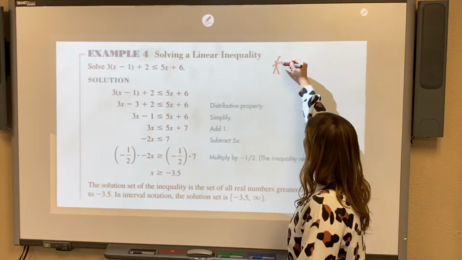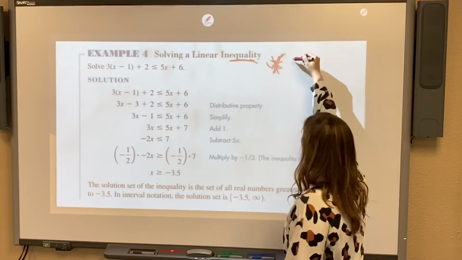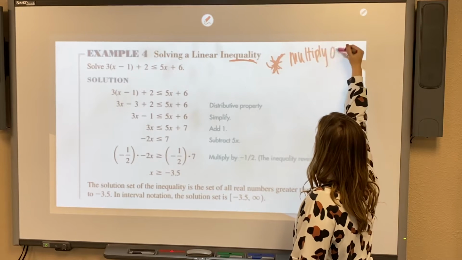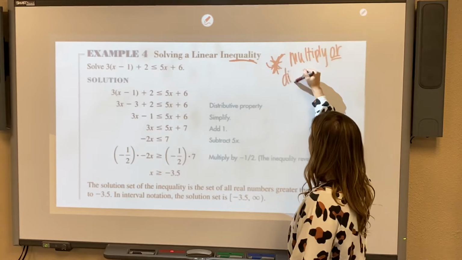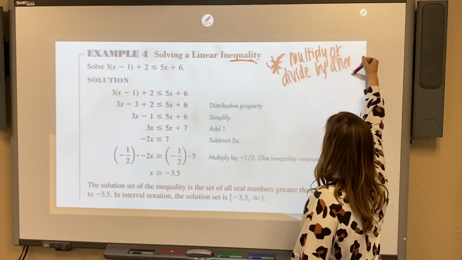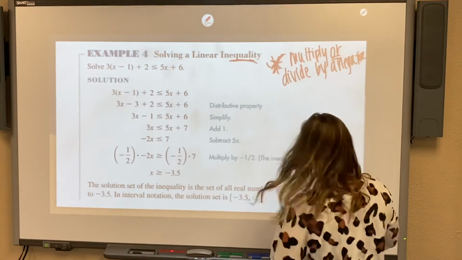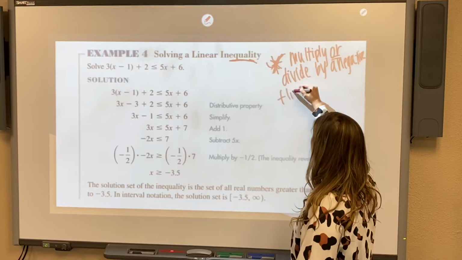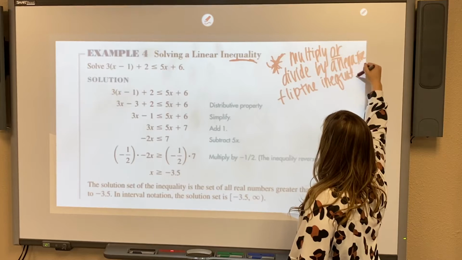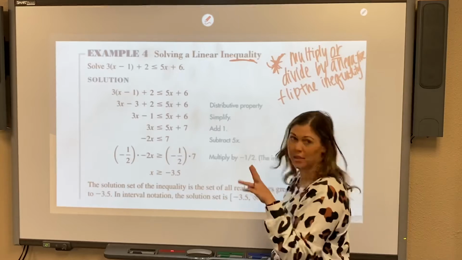I'm going to put a little note up here with inequalities. If you multiply or divide by a negative, and it's only multiply or divide, add or subtract doesn't count, you have to flip the inequality. Okay, so you have to flip the direction of your alligator, or your inequality.